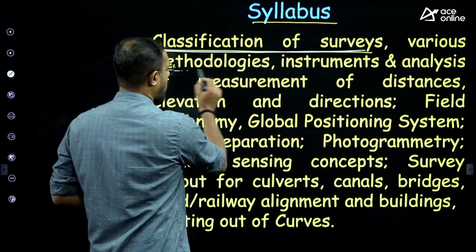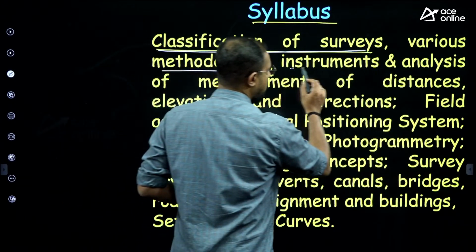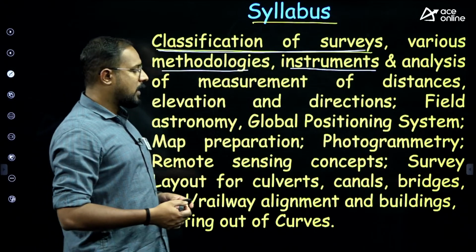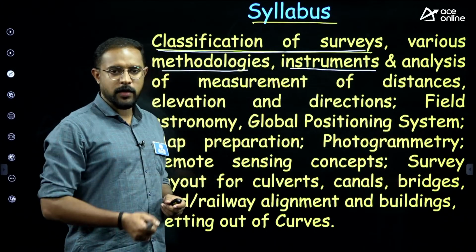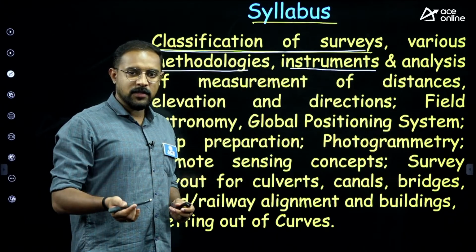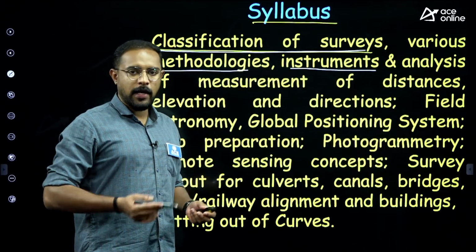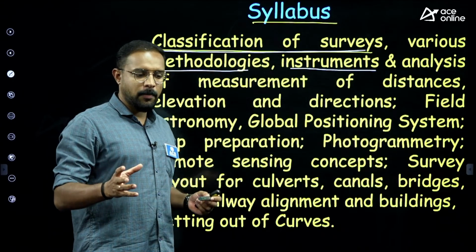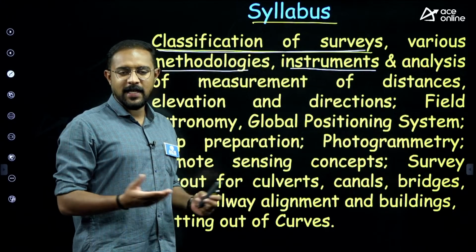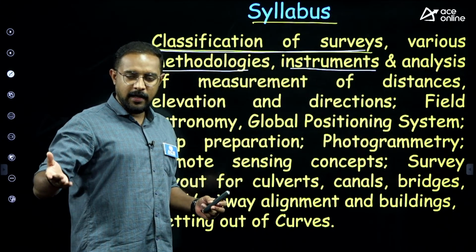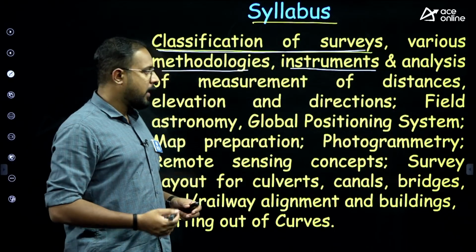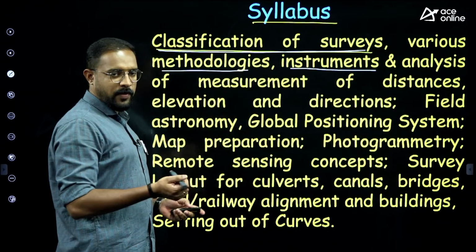Next, various methodologies are also mentioned. Instruments and use are also mentioned here. The instruments used in surveying are basically chain surveying for horizontal distance, compass for measuring horizontal angles, levels for measuring vertical distance, theodolite for measuring vertical angles. Please remember, our entire surveying basically consists of 4 basic measurements: horizontal distance, vertical distance, horizontal angle, vertical angles. So instruments used to measure are also very, very important.